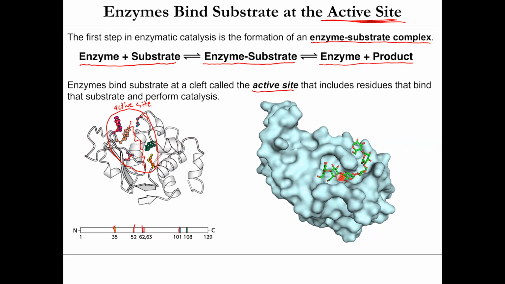So this is one of my favorite proteins, LSF2, and you can see there's this cleft here where it binds a carbohydrate substrate directly over the site where catalysis takes place. So enzymes bind substrate at the active site. The active site is important, it has two jobs. It binds substrate and it performs catalysis.